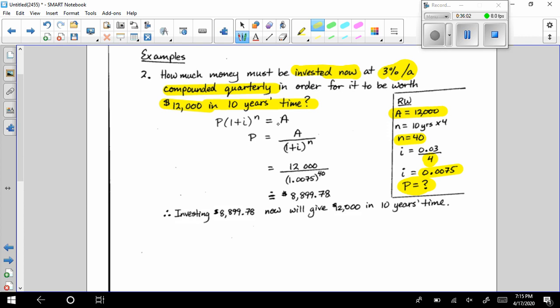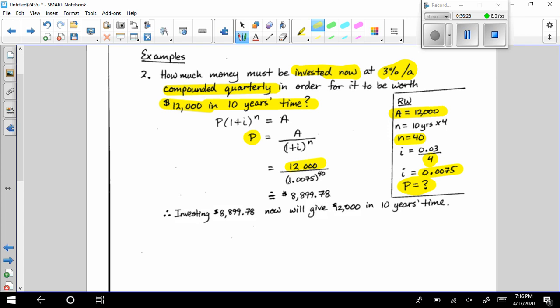Here is the compound interest formula. I merely just rotated it around, and I did that for convenience's sake because I want to isolate p. So I wanted to have it on the left-hand side. I divided both sides of this original formula by that expression in the brackets. 1 plus i to the power of n goes into the denominator on the other side. And now I'm ready to substitute in the values.